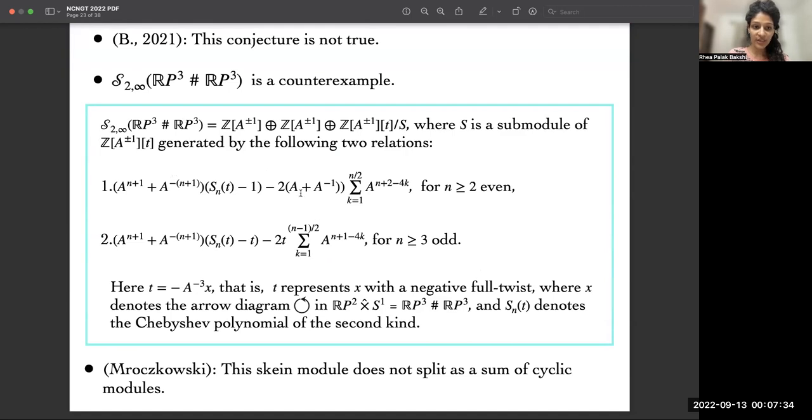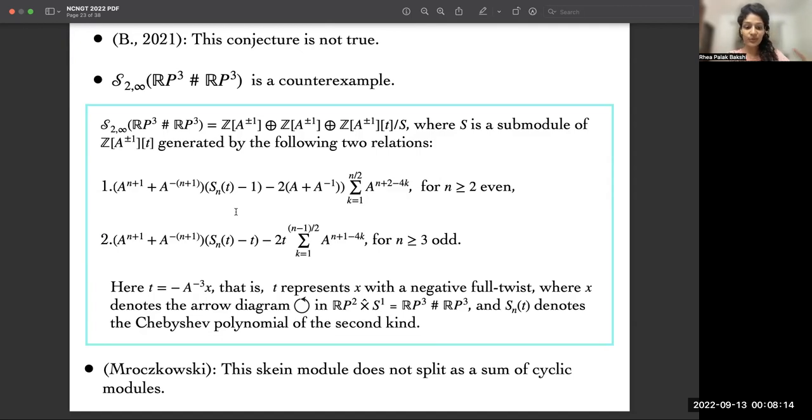So here is the structure of the KBSM of RP3 connected sum RP3. It has these two copies of the free part. However, this module over here is not a cyclic module. And in fact, this submodule S is generated by these two relations. And we see that Chebyshev polynomials of the second kind make an appearance in these two relations. So this is the first instance of the Kauffman bracket skein module of an oriented three-manifold where the handle sliding relations have Chebyshev polynomials appearing in them.